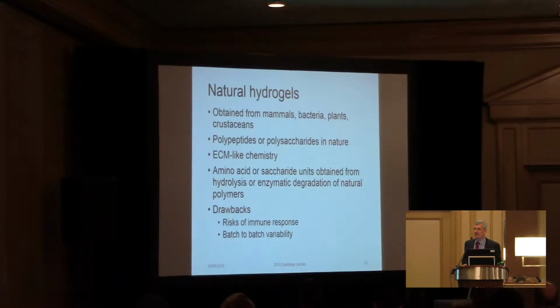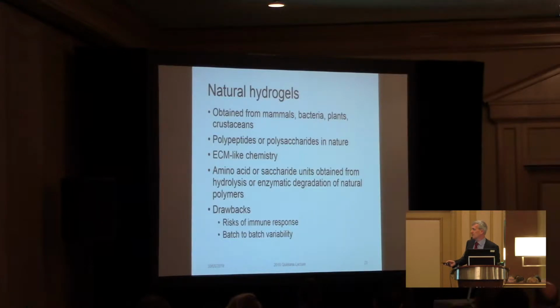So natural hydrogels are preferred most of the time because they are natural, so the potential for rejection is reduced. They tend to be more biocompatible. And natural materials come from mammals or from plants, so they tend to be easier and more biocompatible than synthetic materials. So they're mostly polypeptides or polysaccharides. They have a chemistry that's similar to the chemistry of the extracellular matrix of the Lamina Propria. And you obtain them from the degradation of natural polymers.